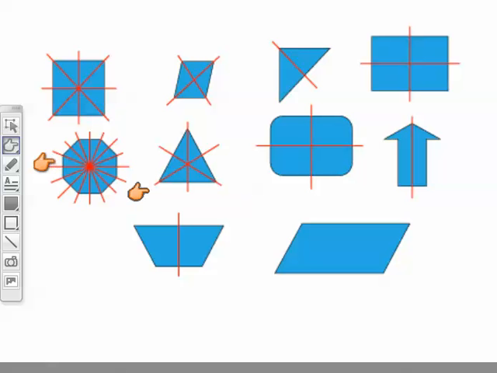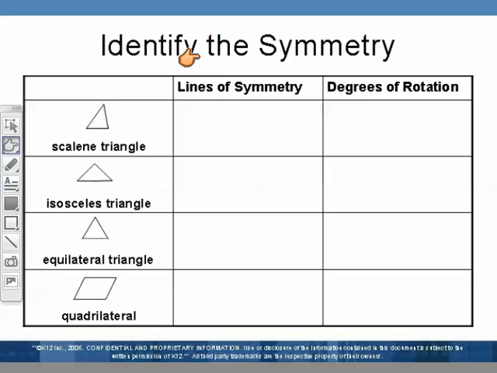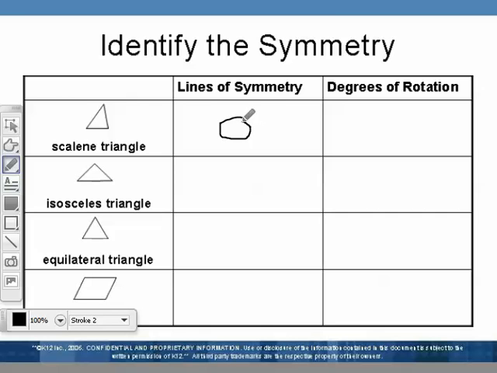Okay? So let's look at a couple of things here. Scalene triangle. Scalene triangle is not a regular object. All the sides are different. So the number of lines of symmetry in this one is none. Isosceles triangle. Isosceles triangle has 2 sides the same. This one actually has 1 line of symmetry. An equilateral triangle, that means all 3 sides are the same. It has 3 lines of symmetry.